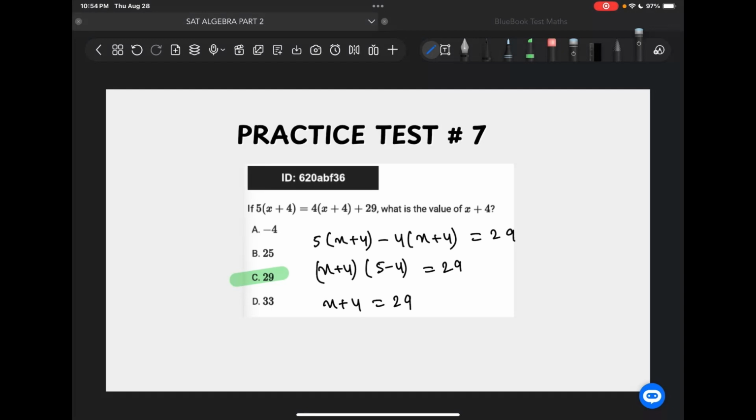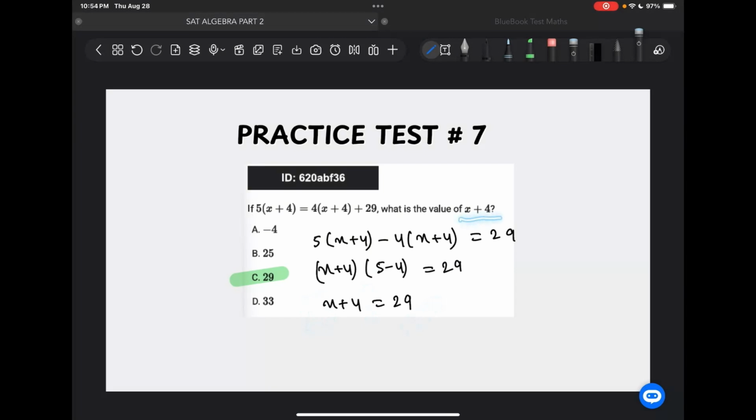As you can see, it's 5(x plus 4) and then 4(x plus 4). So this x plus 4 is the same, right? So what we can do is take this entire 4(x plus 4) to this side, which is going to give us 5(x plus 4) minus 4(x plus 4) equal to 29. Now this entire thing is basically the same, so we can take it common, and we're left with 5 minus 4, which is gonna give us 1. You don't need to write the 1. And then x plus 4 is going to be 29.